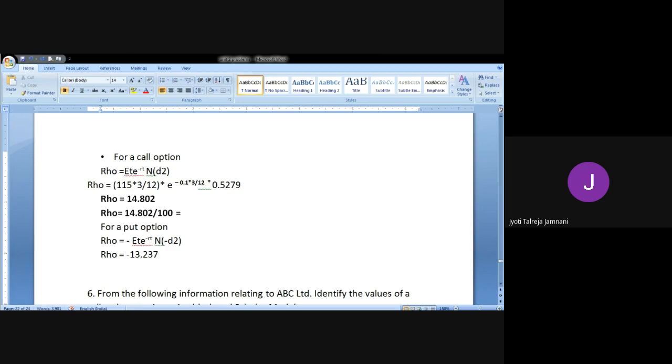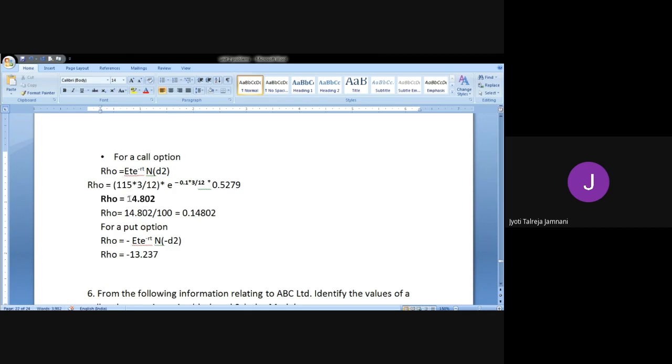So if I do that, I get 0.14802. So here you can interpret it like this: if there is a 1% increase in interest rate, the call option value will increase by 14 paise, or 14 or 15 paise roughly. And here also we need to divide by 100. So if there is a 1% increase, the value of the put option will decrease by 13 paise roughly. So this is how you find it for 1%.